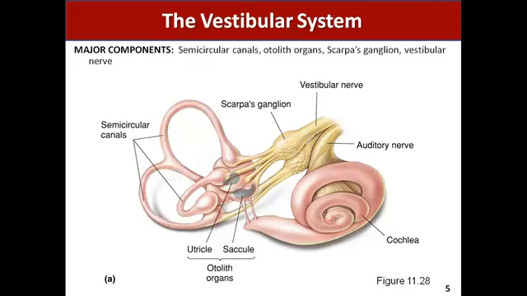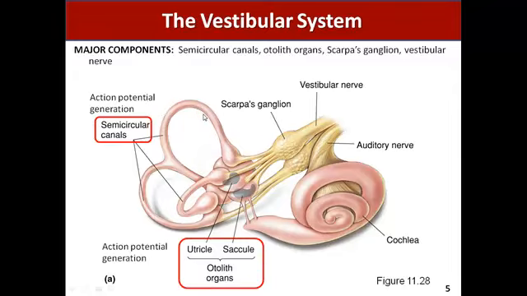If we focus here on the vestibular system, the major components are the semicircular canals, the otolith organs, Scarpa's ganglion, and the vestibular nerve. We see here three semicircular canals that are arranged approximately at 90 degrees to each other, and these structures are involved in generating action potentials, as do the otolith organs located at the base of the semicircular canals. These organs, which are made up of the utricle and saccule, are also involved in generating action potentials.